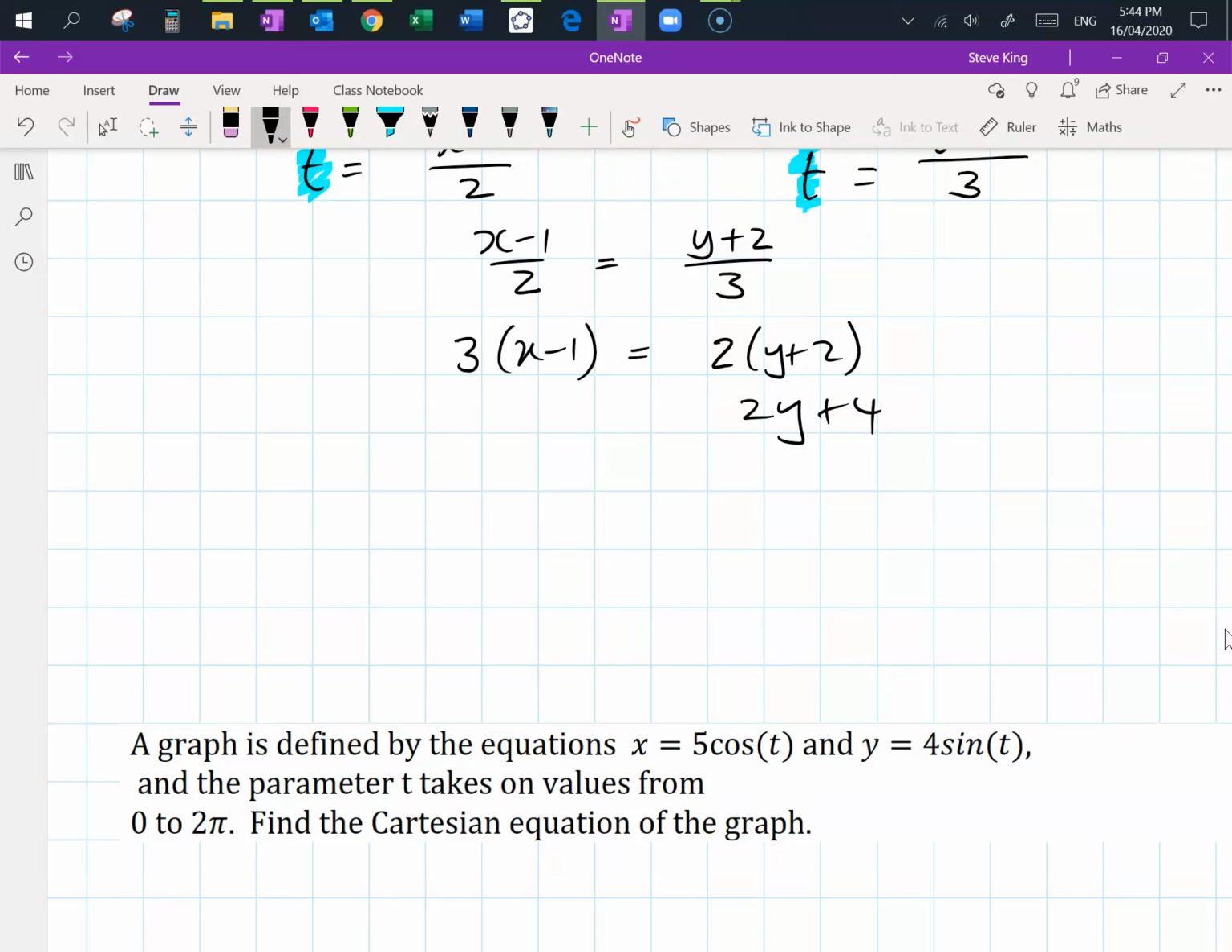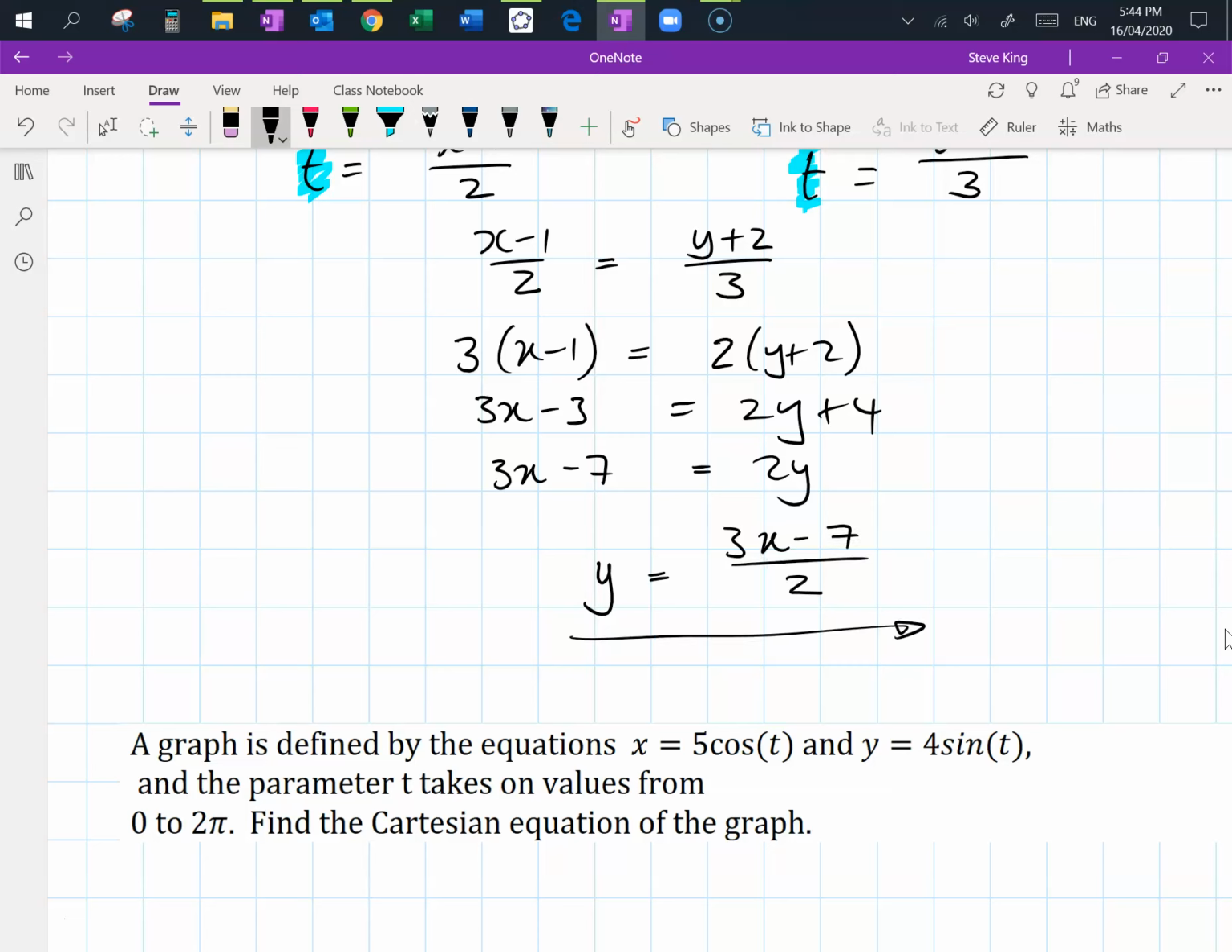2y plus 4 is equal to 3x minus 3. So 2y is going to be 3x minus 7. And so I could end up saying y is going to be 3x minus 7 all over 2. There is the parametric equation rewritten in Cartesian form.